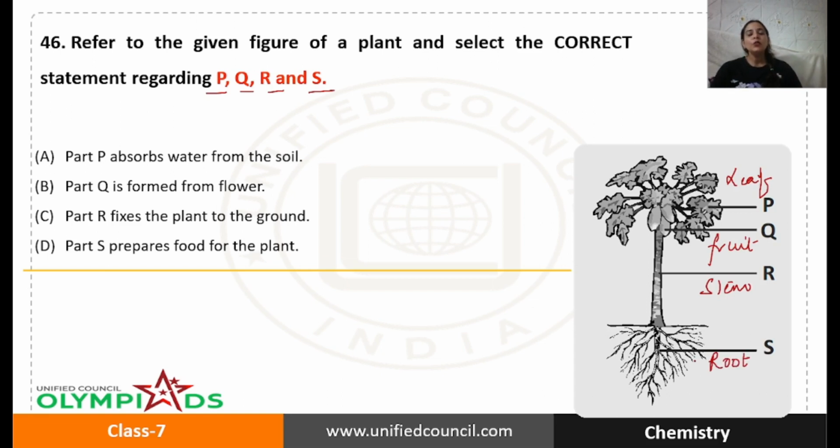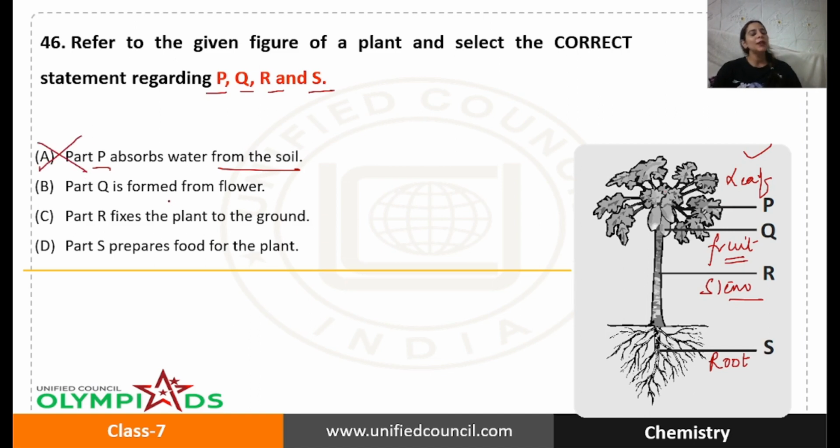Now we know that root helps in the absorption of water and minerals from the soil, and stem helps in transporting the water to all parts or transporting food from leaf to roots. Fruit, as we have already done, fruits are very good to eat, and fruits are formed from the flower only, and leaf is where the food is prepared in the plants. So option A says part P absorbs water from the soil. So P is identified as leaf. So does it absorb water? No.